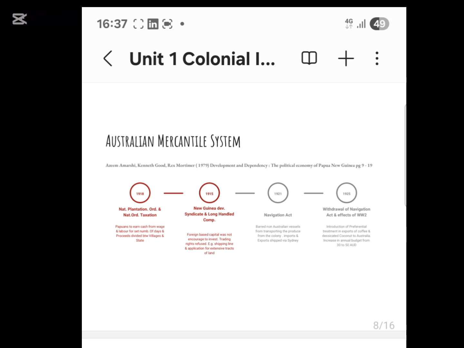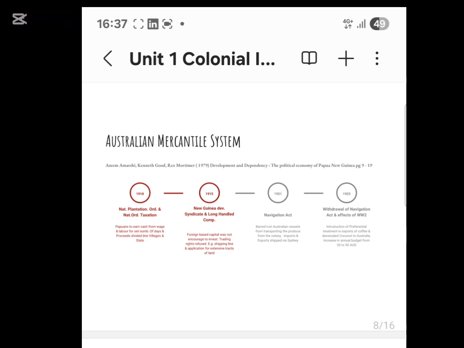I'll talk about the Navigation Act and give its significance. By 1921, the Navigation Act barred any Australian vessels from transporting the produce from the colony, imports and export, shipped via Sydney. Any foreign shipping vessel that came to trade in the Pacific, especially in the Bismarck Sea region, would have to report to Sydney.